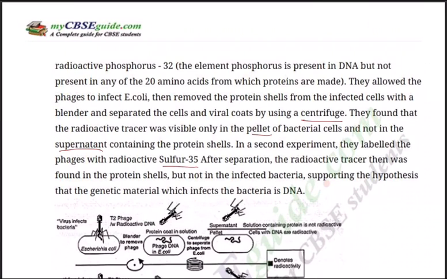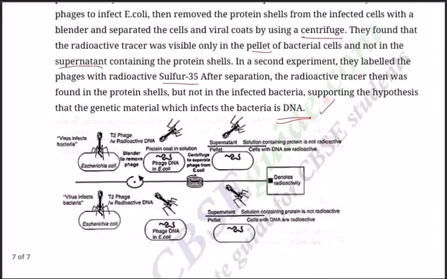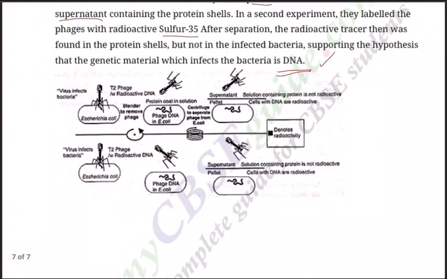In the second experiment, they labeled the phages with radioactive sulfur 35. After separation, the radioactive tracer was found in the protein coats but not in the infected bacteria, supporting the hypothesis that the genetic material which infects the bacteria is DNA only. So you need to draw this diagram and explain each phase of this. Then you have clarity on the concept. So this is how you need to answer, specific and with a drawn diagram.